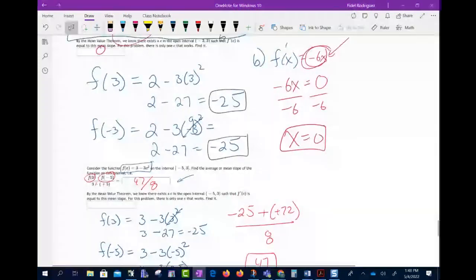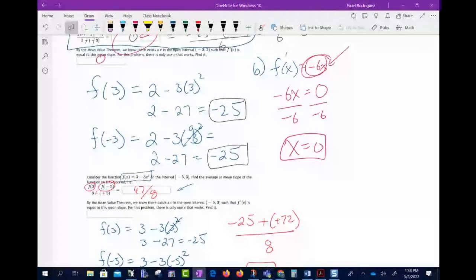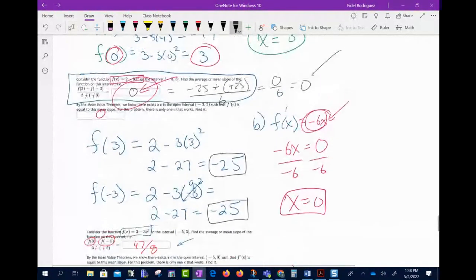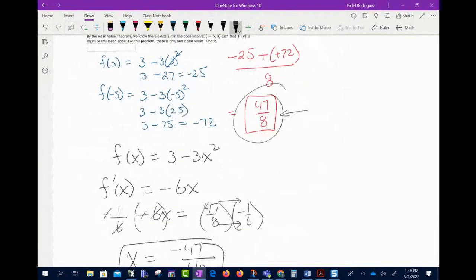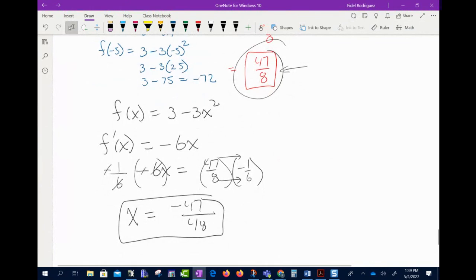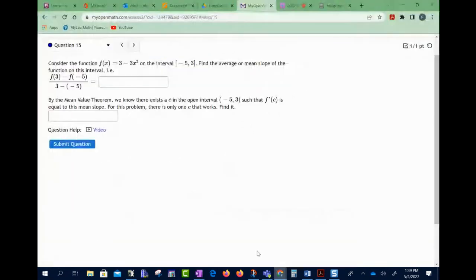The reason why I wanted to do a different version of the problem is that when it's 0, it's kind of boring. Whatever we got for the first part, we came up with 0, we set it equal to 0, and we got 0 again. But what happens when that number is not 0? It's not so straightforward. I wanted to make sure that when you're doing your test, you don't say, I remember this problem, it's 0 and 0. I didn't want you to have that experience. So I'm coming up with 47 over 8 and negative 47 over 8.